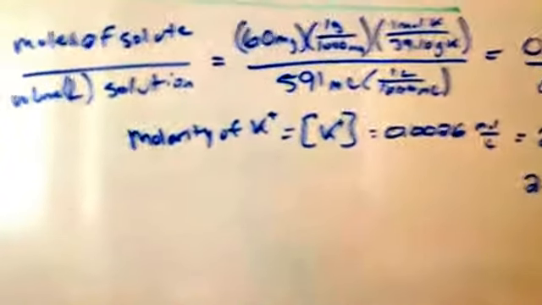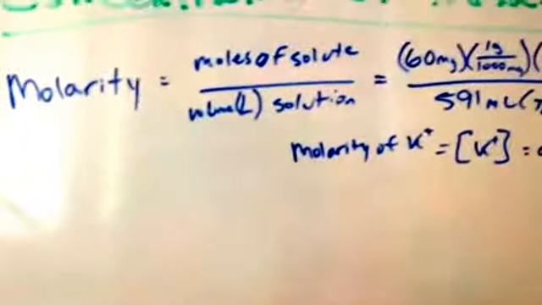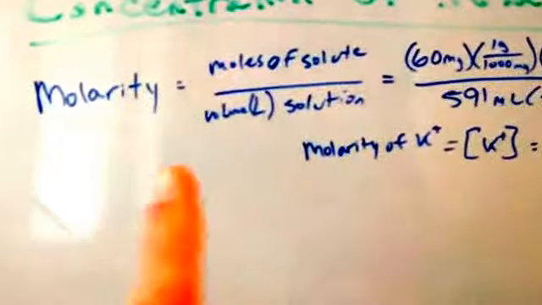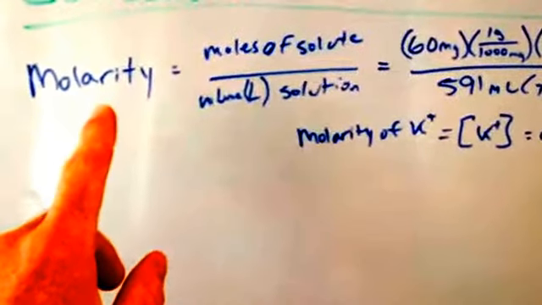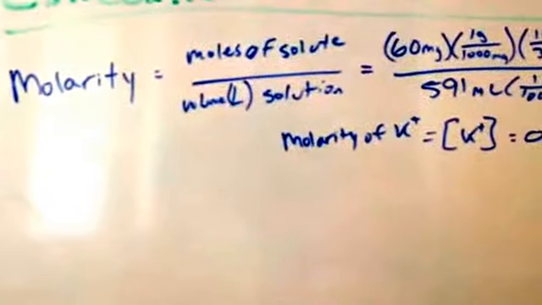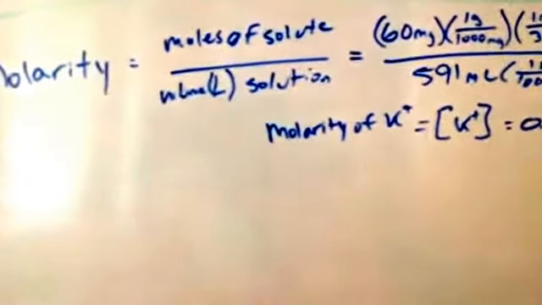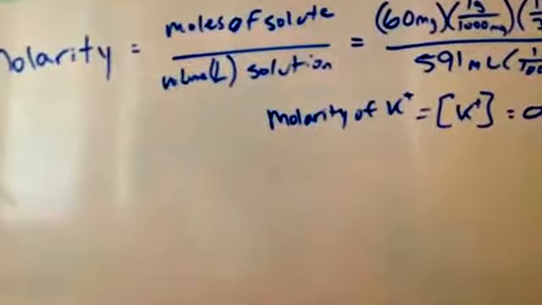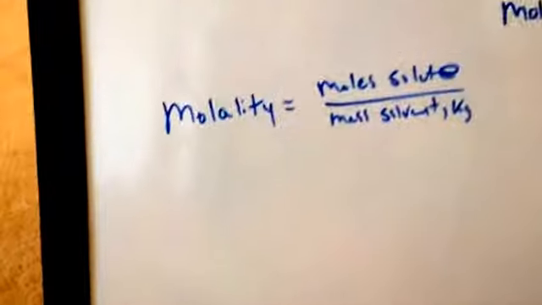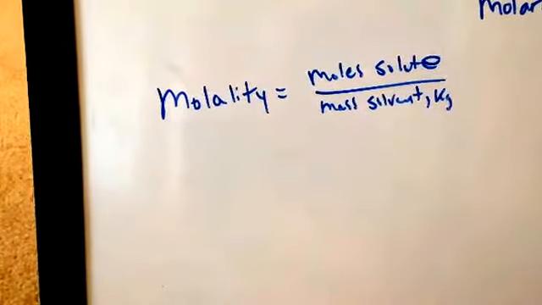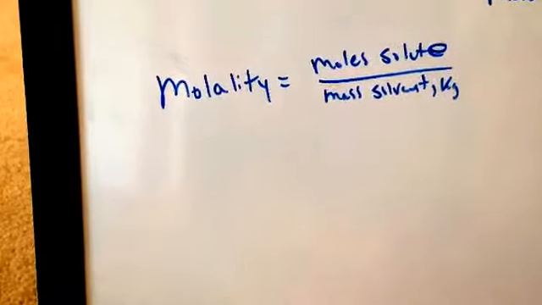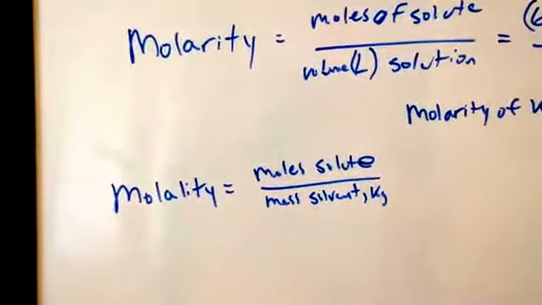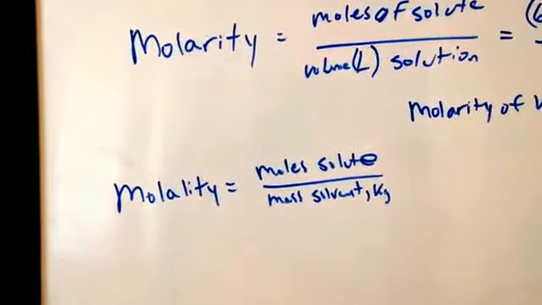Now, there are a couple other forms of concentration that we want to look at and introduce here. One of them is called molality. So we're going to change the R to an L. And molality, instead of knowing the volume of the solution, we need to know the mass of the solvent. So here we have our molality, moles of solute per mass of solvent in kilograms. Notice that's very different than a molarity. This is covered in Chapter 11 of OpenStax.